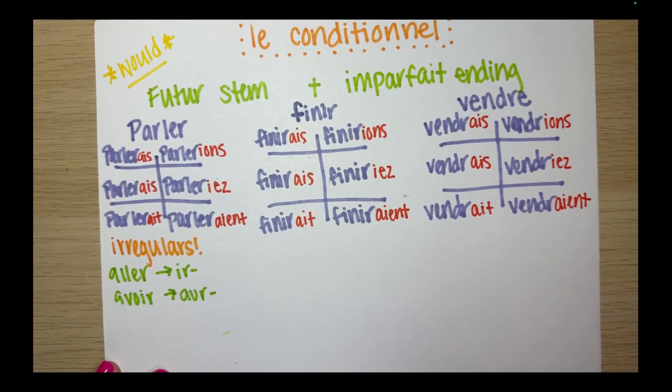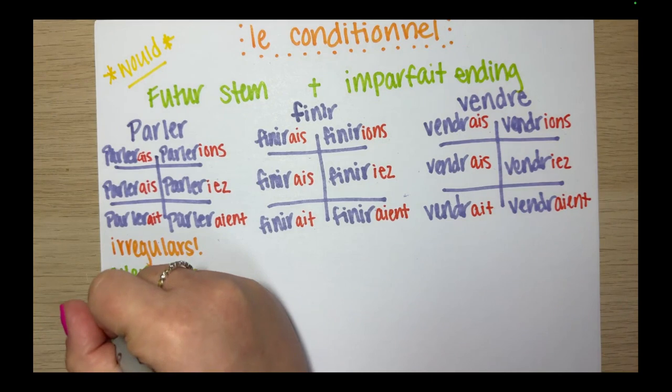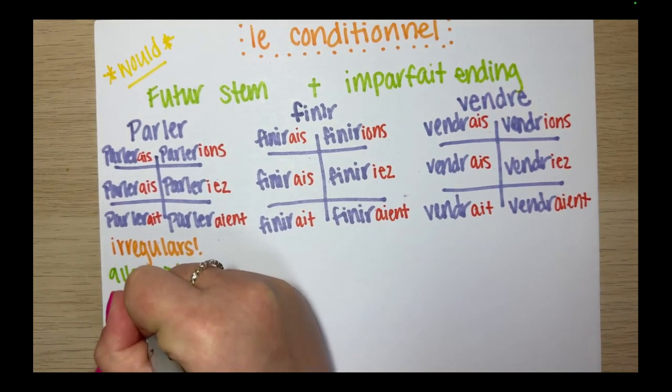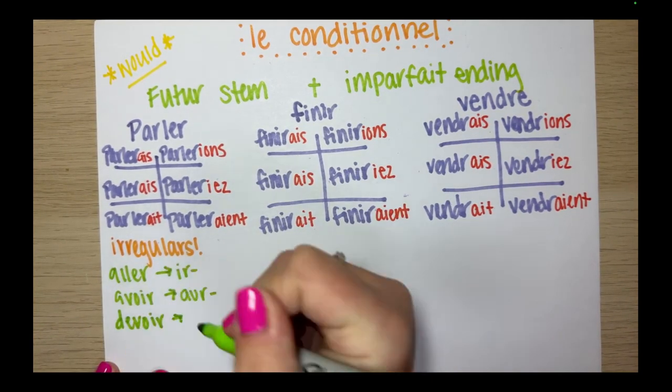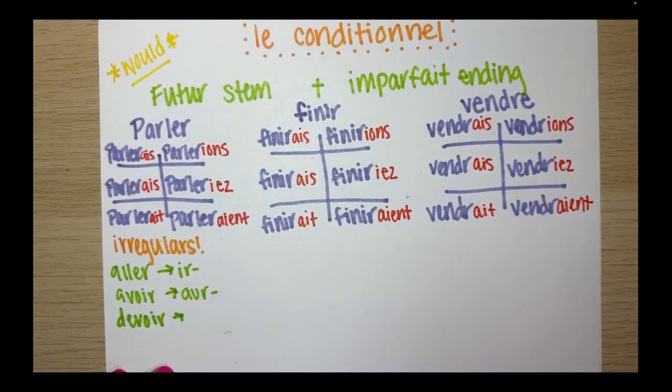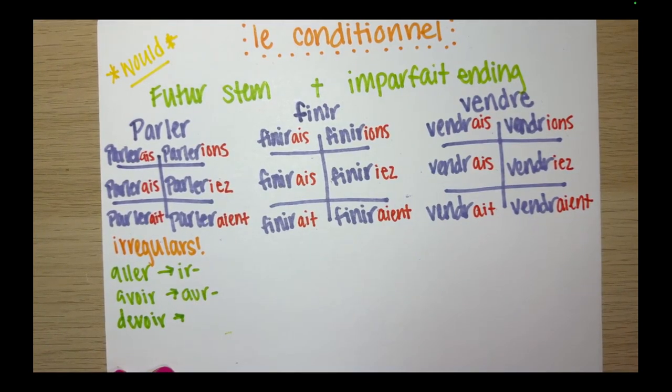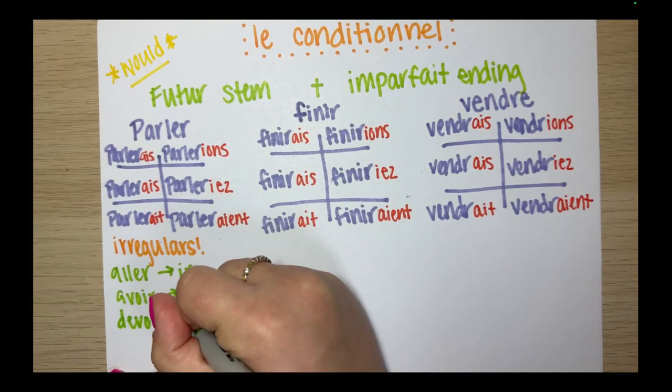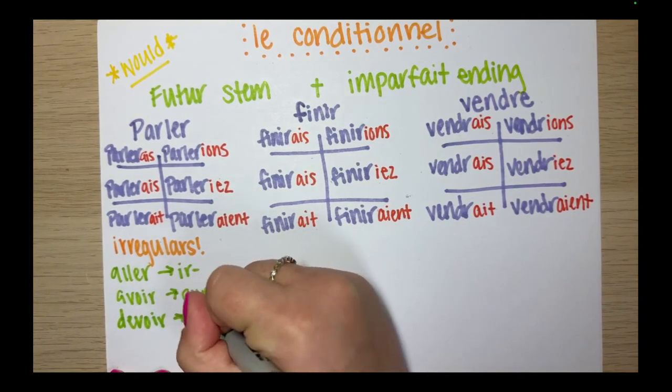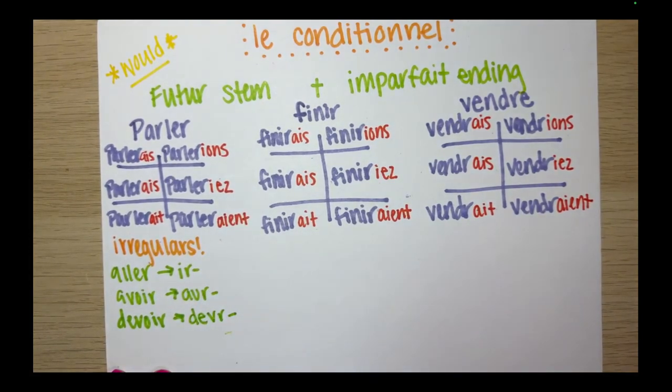I would have. Troisième verbe irrégulier, c'est le verbe devoir. Devoir, to have to or to must. Like, we don't say that in English, though. We just say you must. So, devoir changes to devr. D-E-V-R. Devr.